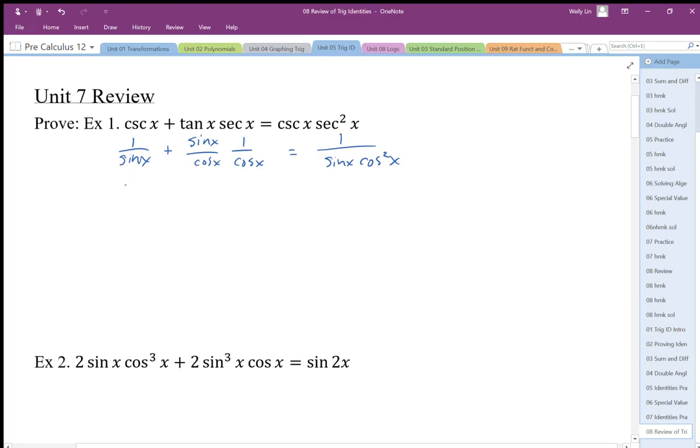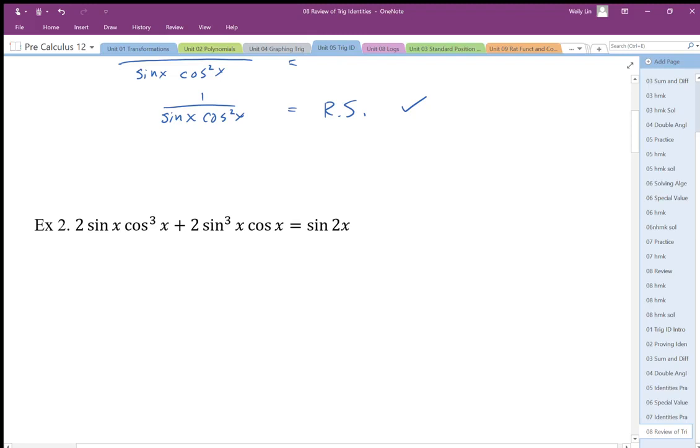So I'm going to multiply top and bottom by cos squared here, and multiply top and bottom by sine here to get the common denominator, and we end up with sine x times cos squared x. Oh yeah, the numerator is just going to work out to 1, and we have left side equals our right side. Okay, check, it's proved.